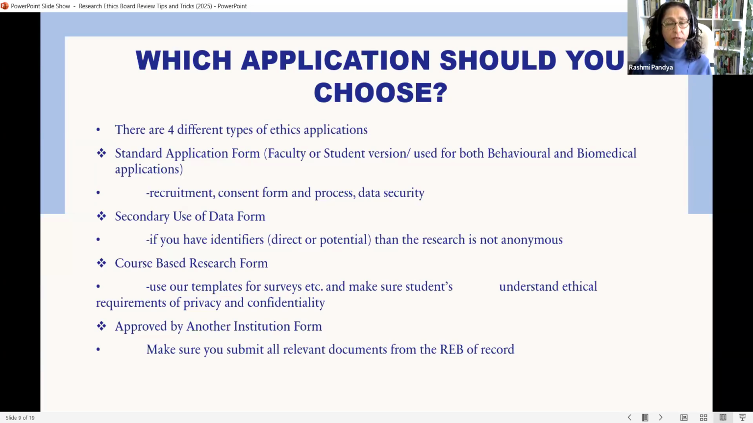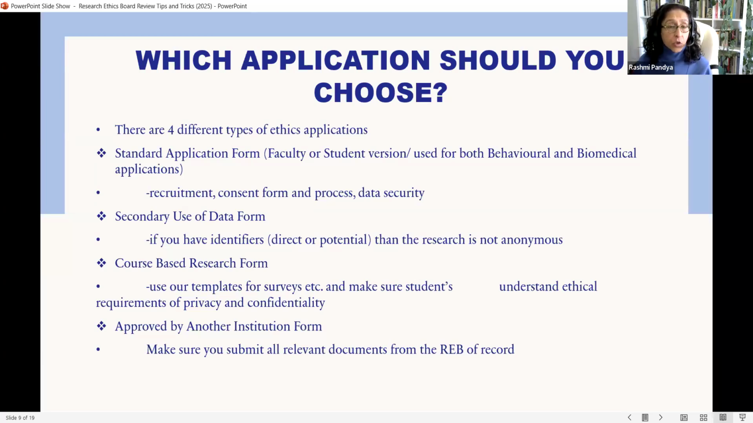If you have identifiers, direct or potential, then please note the research would not be anonymous. There's a pet peeve of mine. Everyone's always like, it's anonymous data. And it's like, there's a link somewhere to people's identities. It's not anonymous, right? So that would be maybe de-identified as opposed to anonymous, please.